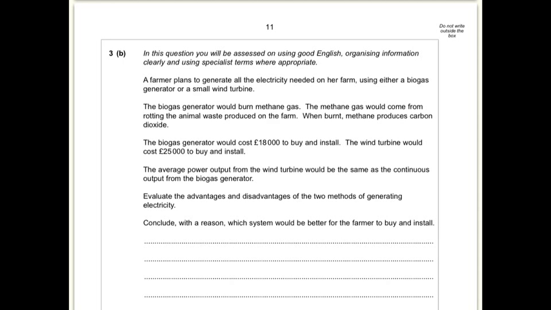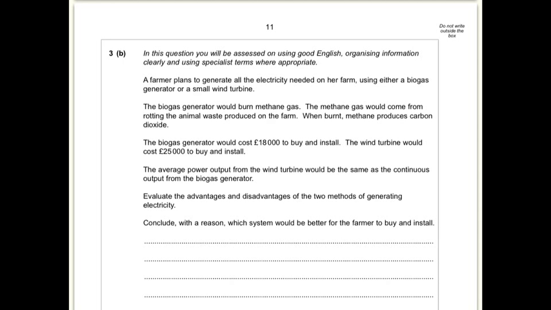But what they're looking for is, well, you can say with the biogas, it's renewable, so it's got a free energy resource, but that's the same for the wind turbine. You can say the biogas is reliable, it doesn't rely on the weather, whereas the wind does rely on the weather. You could say it uses up the waste animal products. You could say it's cheaper to buy and install, it's going to be a shorter payback time, but it adds carbon dioxide to the atmosphere, and therefore contributes to the greenhouse effect. But you can also say there's no transport cost for fuels.